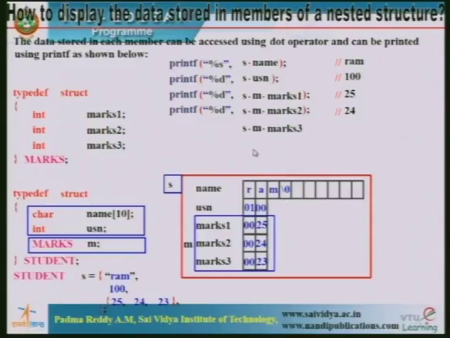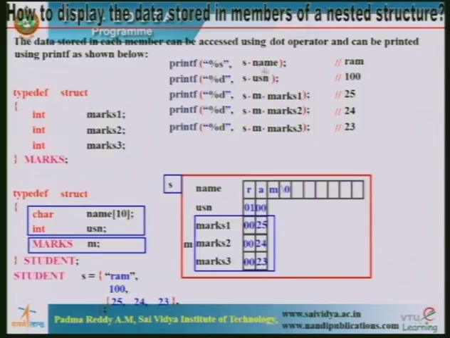What is the last one we get? 23. How do you get 23? Using s dot m dot marks3. Again I have to use the format specifier %d and then a printf statement. Now tell me what is the output we get? 23. So I hope we know what a nested structure is, how to initialize a nested structure, how to access the members of a nested structure, and then how to display the members of a nested structure using printf statement.